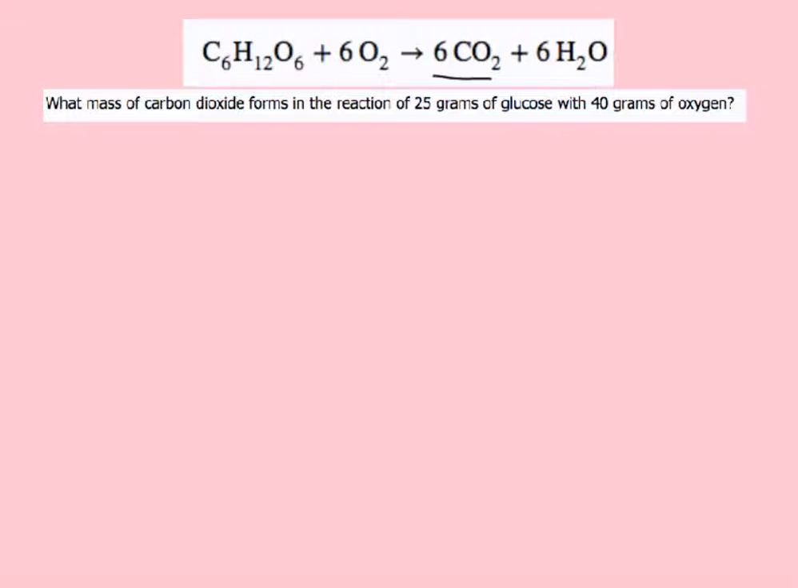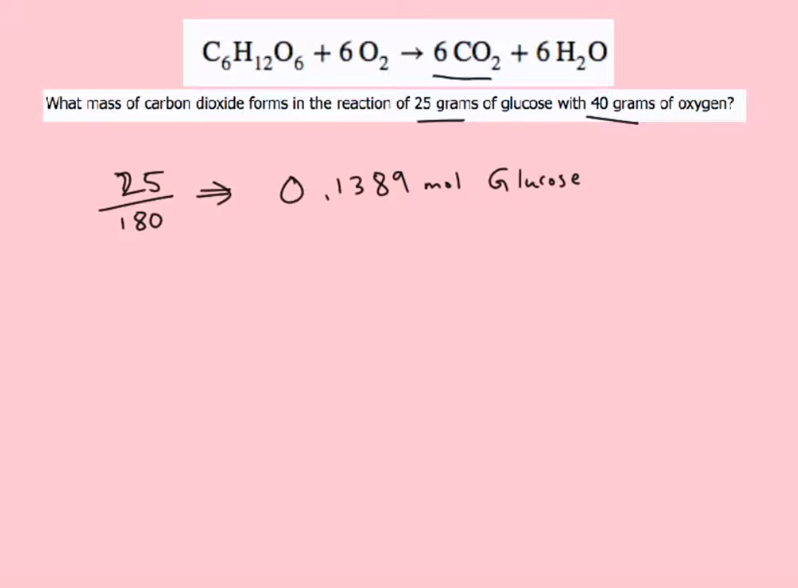So let's first find what's the limiting reagent and how much of CO2 we could form. To begin with, if we have 25 grams of glucose, we want to convert these values into moles, because in stoichiometry we work with moles. So if we have 25 grams of glucose, how many moles would that be? Well, you divide 25 grams by the molar mass, and the molar mass of glucose is 180 grams per mole. If you divide that by 180, that gives us 0.1389 moles of glucose.